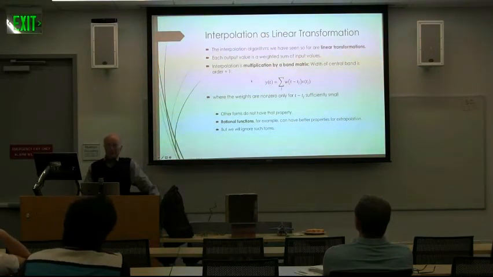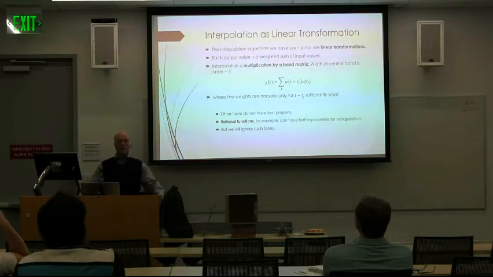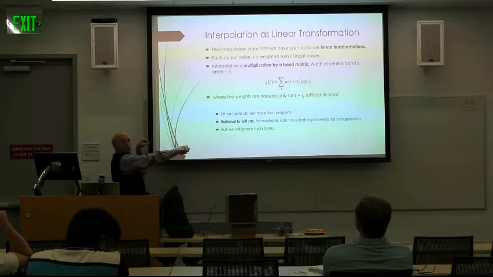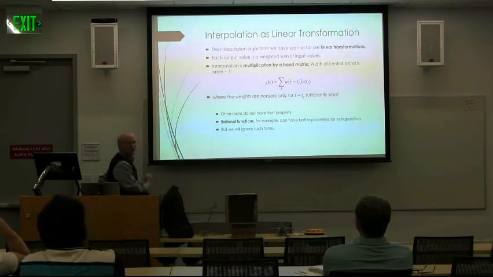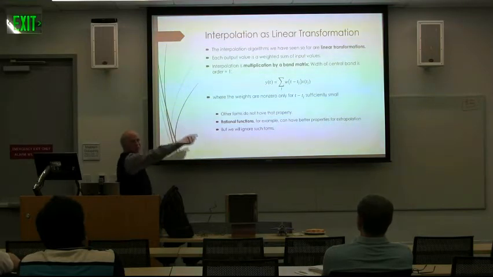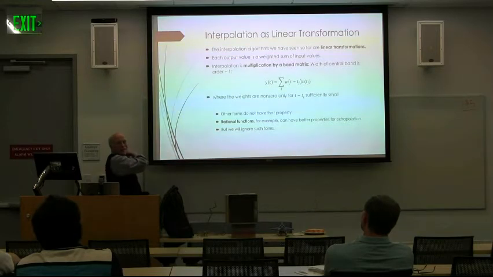It's a linear transformation. You just do matrix algebra. Once you compute the weights, the weight matrix is a band matrix whose middle section is the order plus one wide. Everything else is zeros, up in the upper right and in the lower left. The vector on the right is the input samples, and the vector on the left is the output samples.